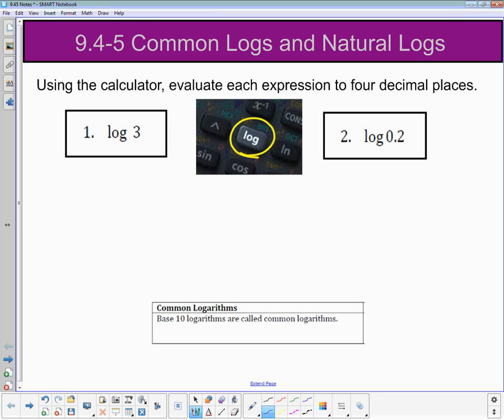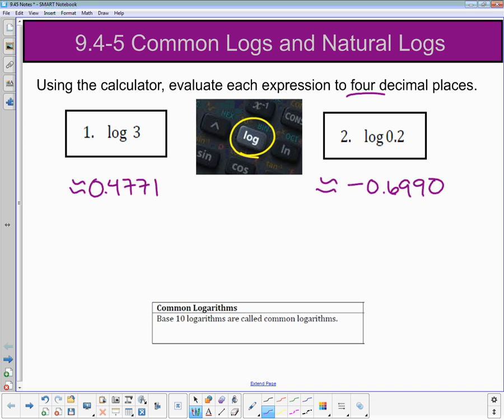Let's start by looking at how we plug it in. We would plug in the log of 3. I'd hit the log button, hit the 3 and hit enter, and I want to round it to the 4th decimal place, and in this case that would give me approximately 0.4771. If I did the log of 0.2 and plugged that in, I'd have approximately negative 0.6990 after rounding. Now these are called common logs.